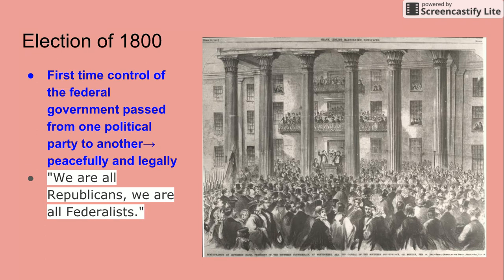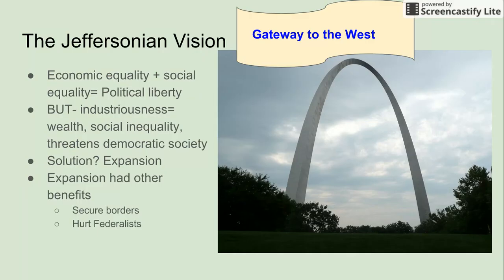Now, Jefferson takes office and the Jeffersonian vision goes into place. Jefferson was concerned about people's political liberty. He thought in order for people to have political liberty, you need economic equality and you need social equality. But there were some things that were getting in the way of economic and social equality. Basically, look at the Industrial Revolution that was happening at the time. Remember what you learned about the Industrial Revolution from last year.